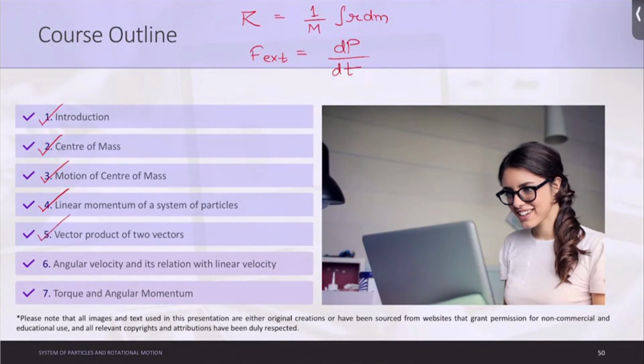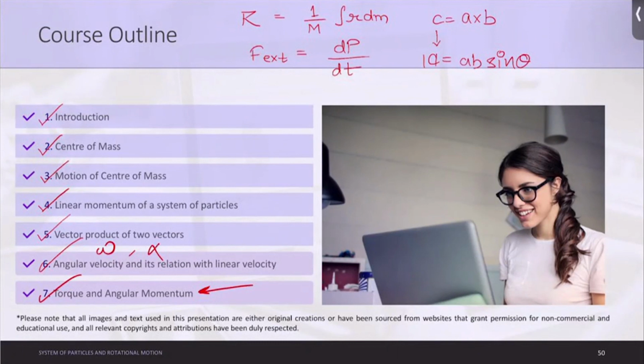Then after this, we understood about the vector product of two vectors, in which we understood that A cross B vector is equal to C. That means the magnitude of C is basically equal to AB sine theta, and how to find the direction using the right hand thumb rule. Okay. Then we understood about angular velocity, which is omega, and also about alpha, that is angular acceleration.